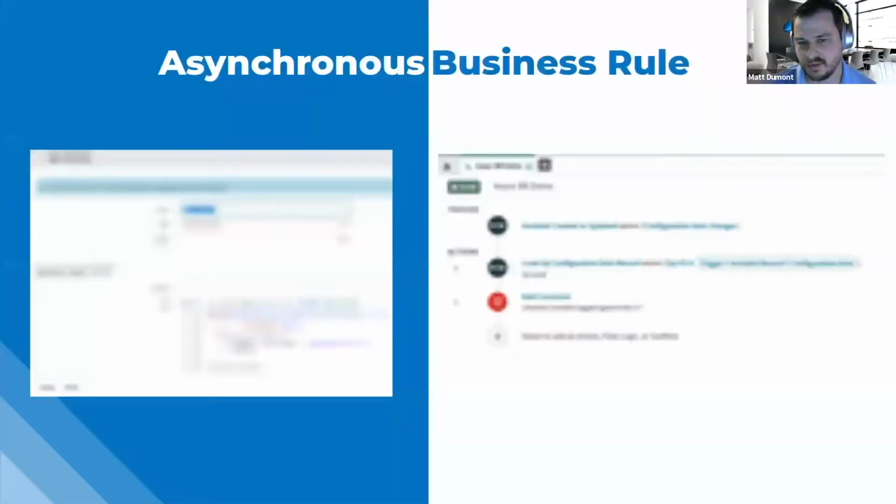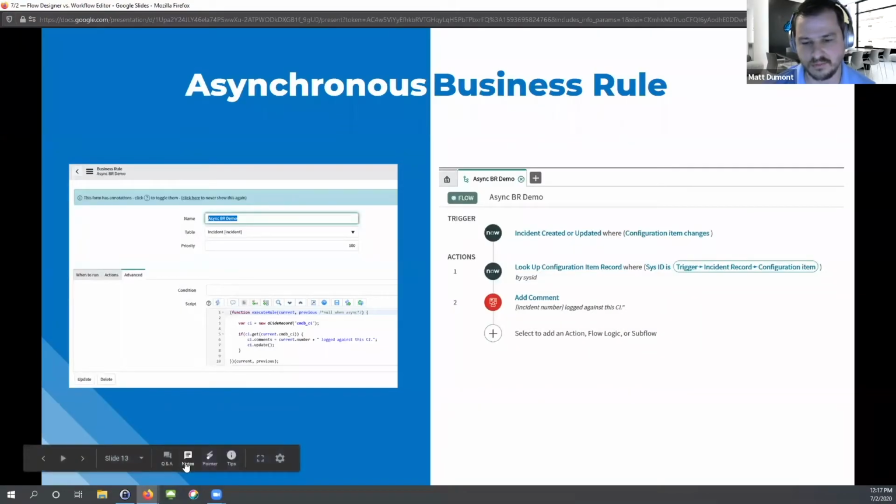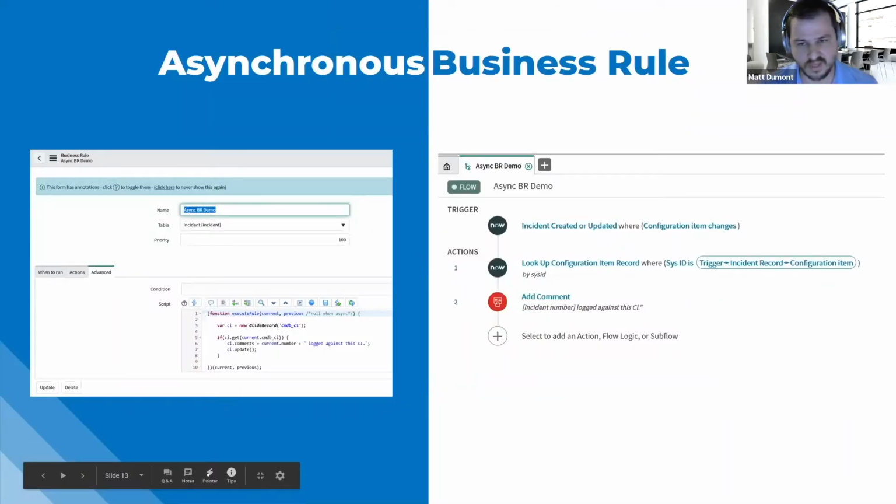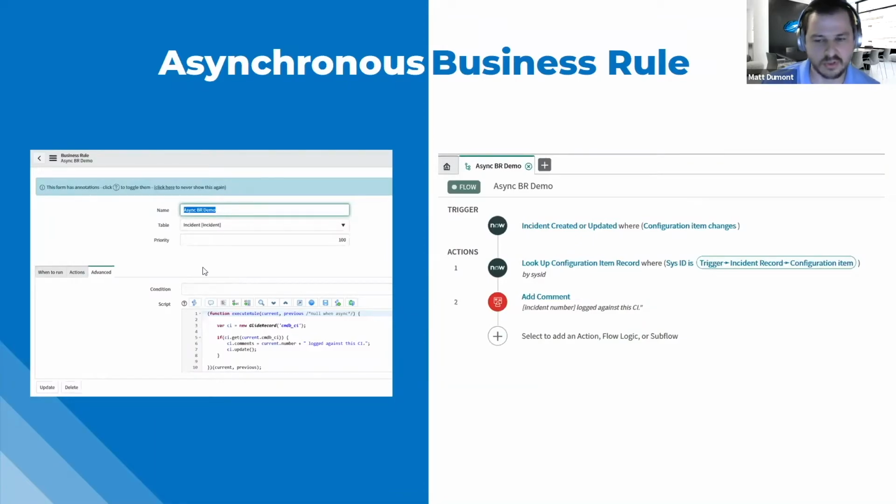So one good example of this is just a very simple asynchronous business rule that goes from the incident, whenever an incident is created, and writes a comment to the related CI. You can see here, it's just a quick script that I threw together in the asynchronous business rule. When it runs, I could put a log statement in here to log it to the script log.